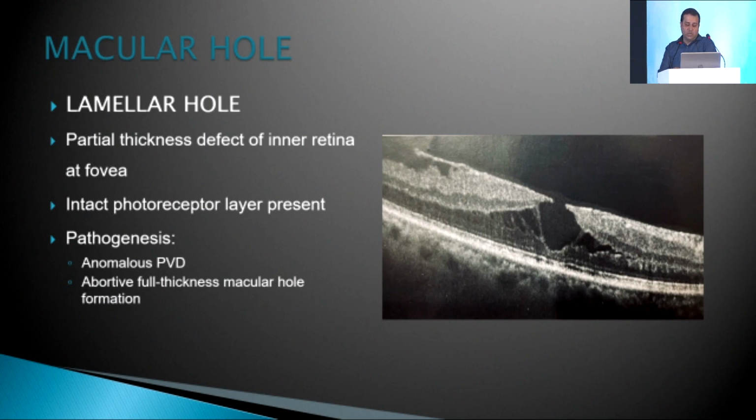Then there is lamellar hole. Lamellar hole is basically a partial defect with intact photoreceptors. These patients usually have very good vision, and we usually don't operate on such patients unless there is progression. Some people are operating on such patients. We are usually not operating because they usually have 6/6 or 6/9 vision, and it is because of anomalous PVD or abortive full thickness macular hole formation.